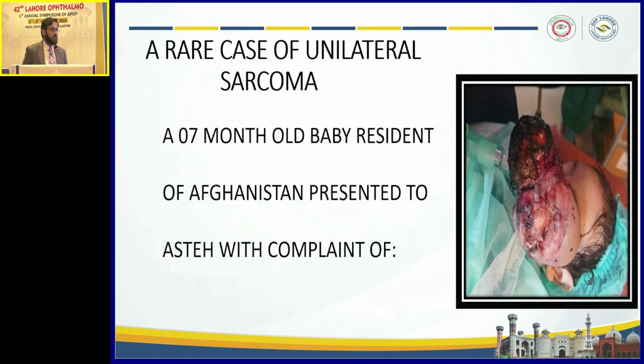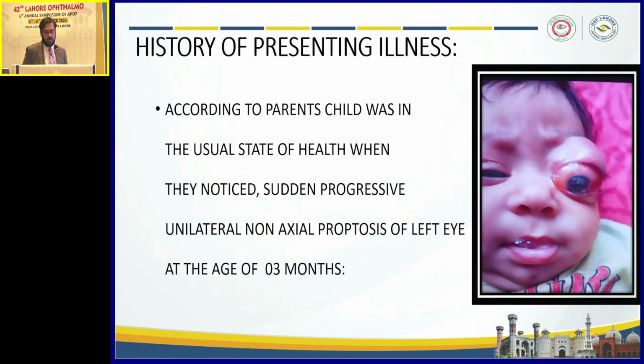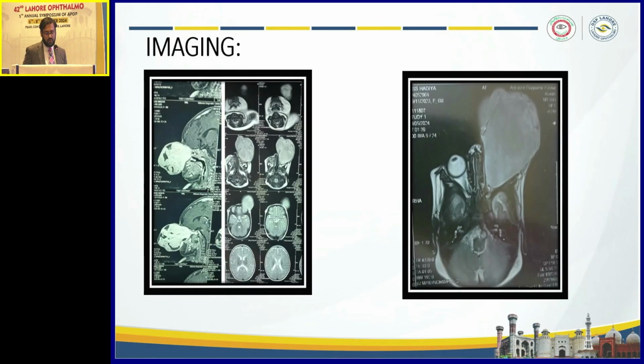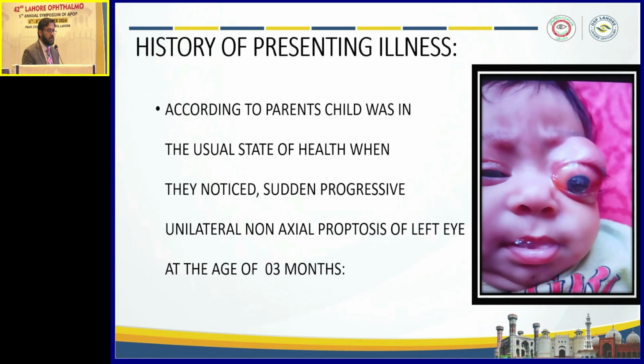So a 7-month-old child from Afghanistan was presented to Al Shifa Trust Eye Hospital, Rawalpindi, with complaints of sudden progressive unilateral proptosis of the left eye, which was non-axial proptosis, increasing in size very abruptly. The parents said that the proptosis was increasing very progressively, and it was also bleeding, and an ulcerative lesion was also there. So they came to us at the age of 7 months after 4 months of presentation.